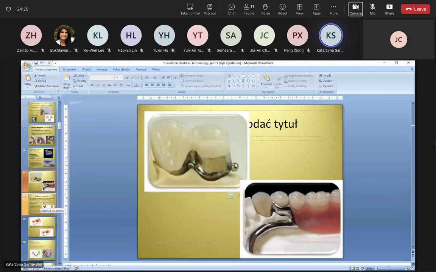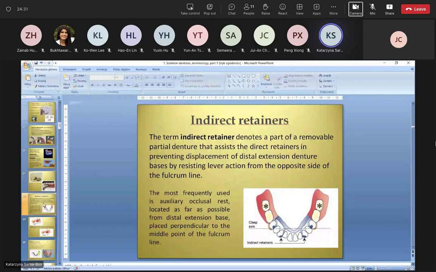Okay, and what does it mean, indirect retainers? The term indirect retainer denotes a part of a removable partial denture that assists the direct retainers in preventing displacements of distal extension denture bases by resisting lever actions from the opposite side of the fulcrum line.